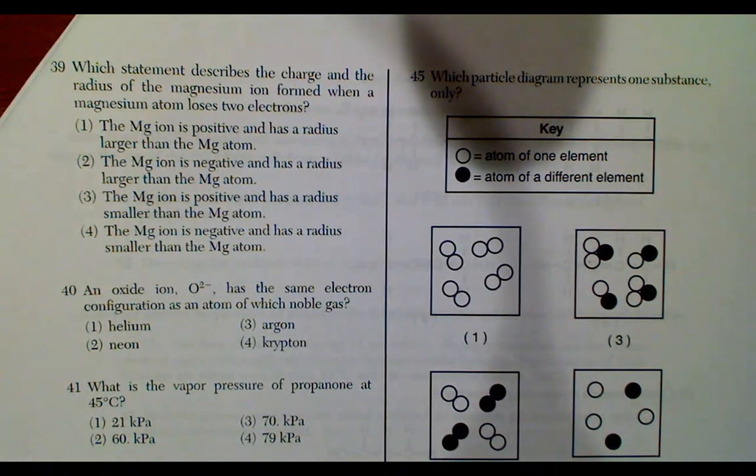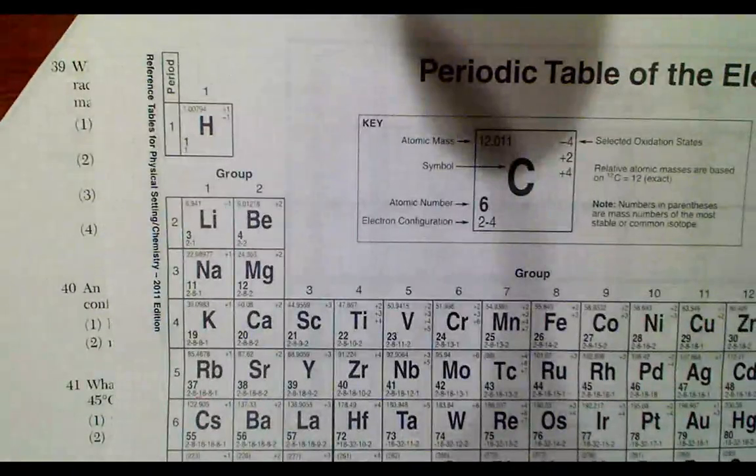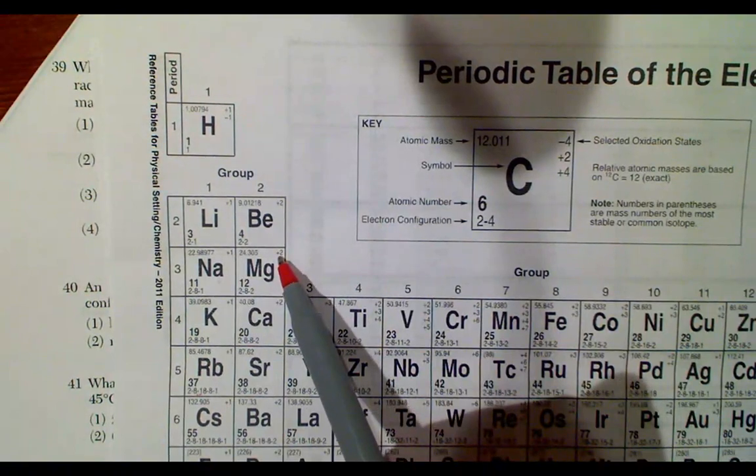You have to remember what an ion is. An ion is when you gain or lose electrons. So let's see what happens with Mg. We need to know this information. We need to give ourselves the best chance to answer the question. Let's go look for some information. Mg makes a +2 charge, it tells us on the periodic table.